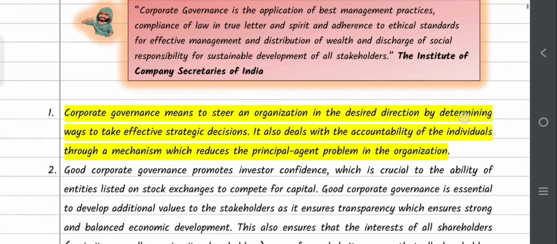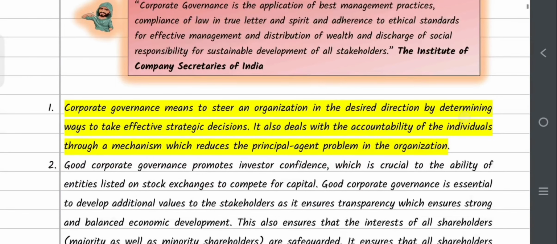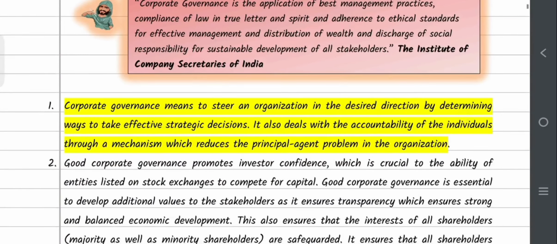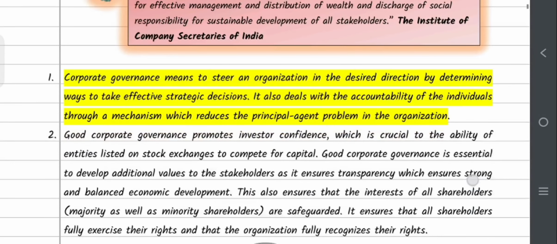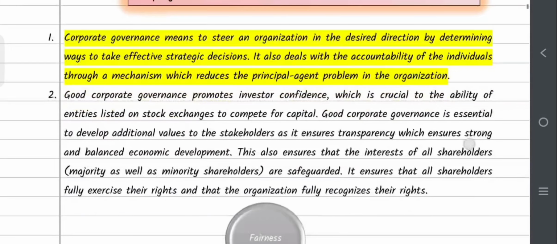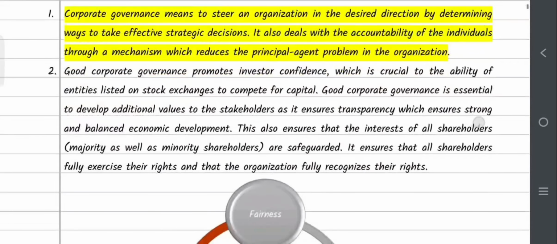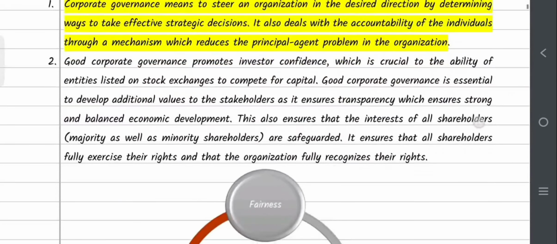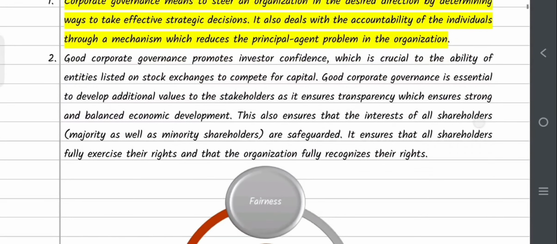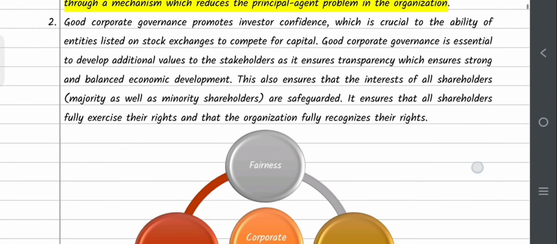Like corporate governance: the first keyword is application. Application of what? Best management practices. Next, compliance: compliance with the law in true letter and spirit. And the third keyword, adherence to ethical standards, for effective management.